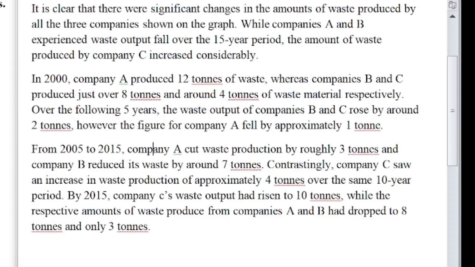Company A, then company B reduced. Company A cut, we're talking about this and this, they cut. Contrasting, this one did what? Increased. So by 2015, company C's waste, company C, which is here, had risen to a staggering 10 tons, while the respective amounts of the other companies had dropped to 8 tons and 3 tons respectively.